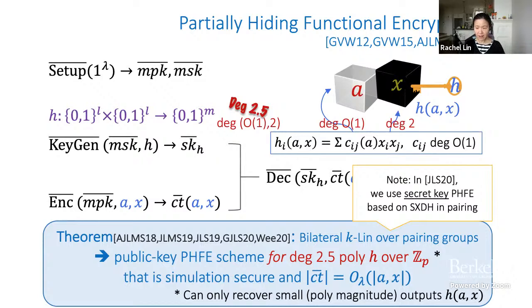And a quick note is that if we want to get a public key partially hiding functional encryption, we actually use a slightly different assumption over the bilinear group. In the paper, we use the secret key version, which is also sufficient. That can be based on the SXDH assumption we use.